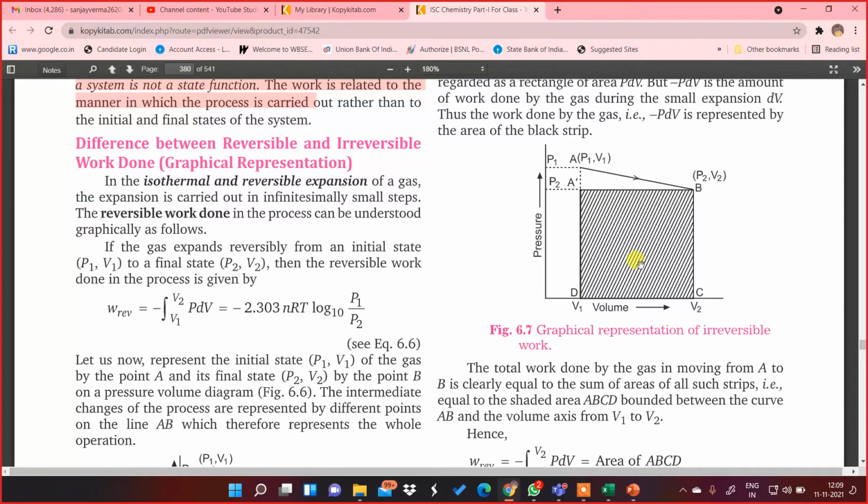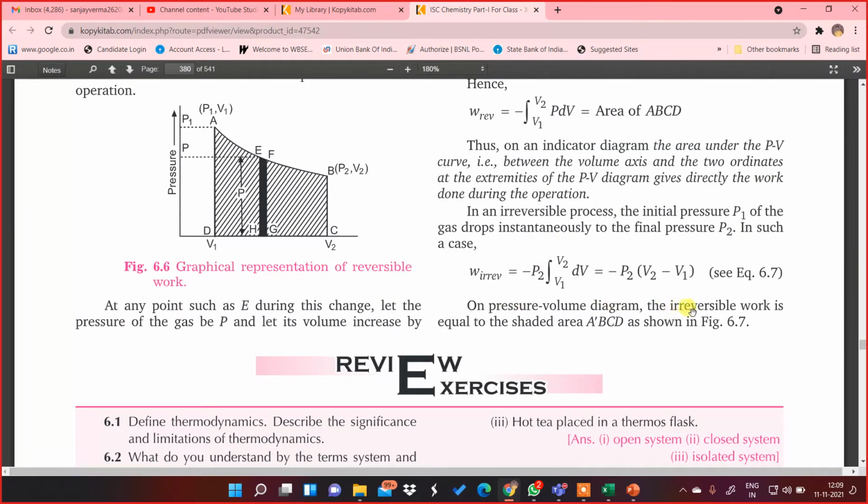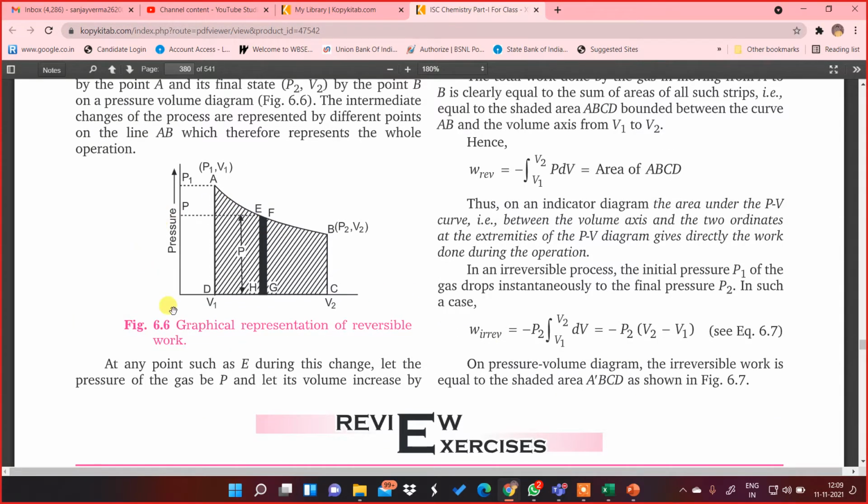So you can see the area covered by capital A, capital B, capital C, and capital D is greater than the area covered by A dash, B, C, and D. So from this it has been proved that the irreversible work is smaller, it is lesser than the reversible work. So this graphical representation you must try to remember.